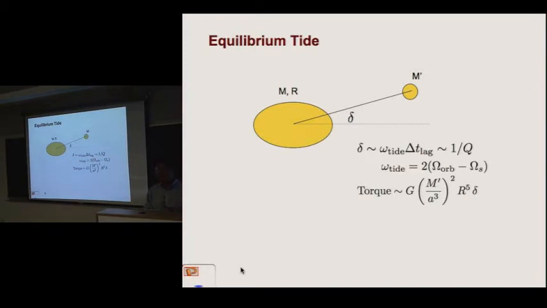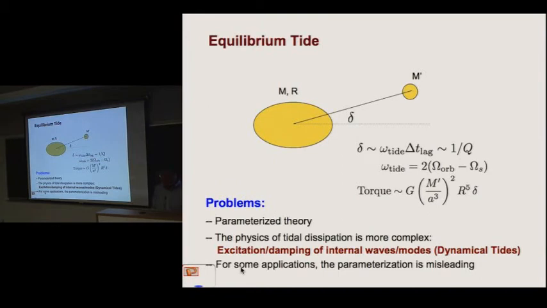For many years, this is of course very useful because it allows you to do a lot of calculations in a parameterized way. But it has also long been recognized that this equilibrium tide theory has a lot of problems, well recognized in the literature. The first problem, of course, is that it's a parameterized theory. All the uncertainties about the fluid and the dissipation in the fluid are parameterized by this Q factor or lag angle and so on.